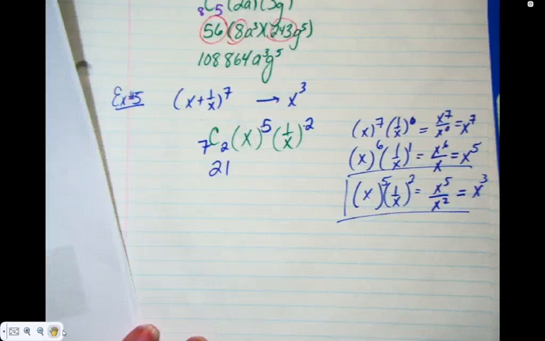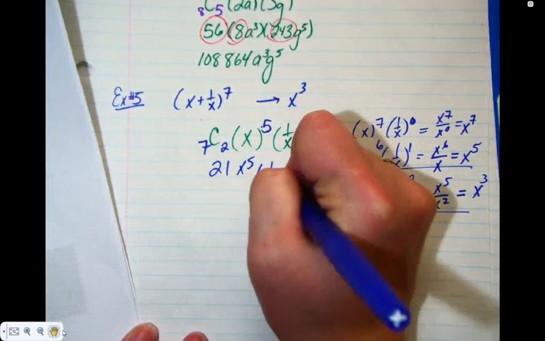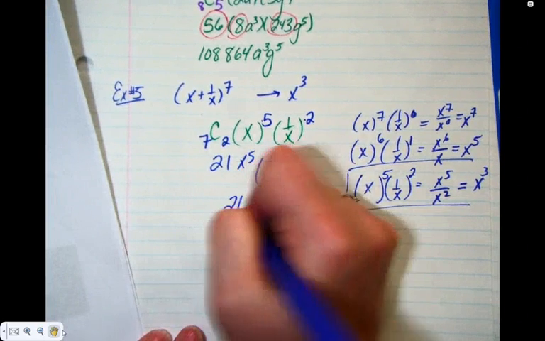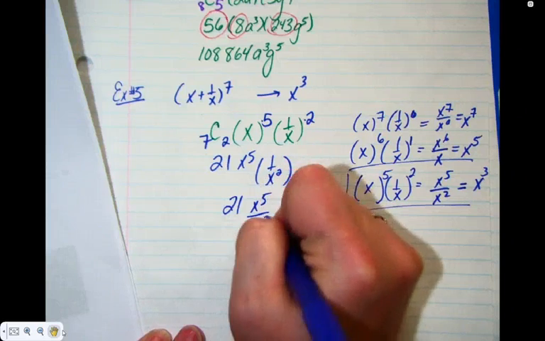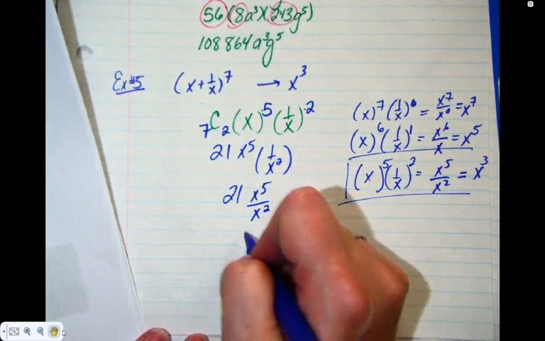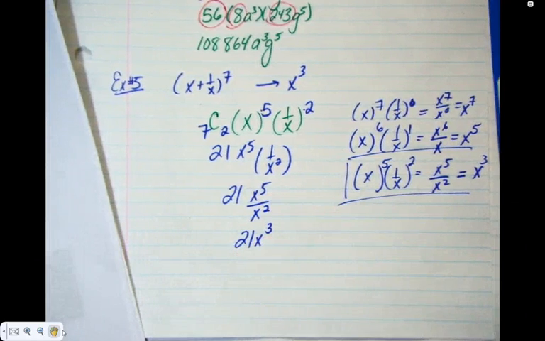Which is 21. This is going to be x to the 5. This is going to be 1 over x squared. That's going to give me 21x to the 5 divided by x squared, which gives us 21x cubed, which is what the question asked for.